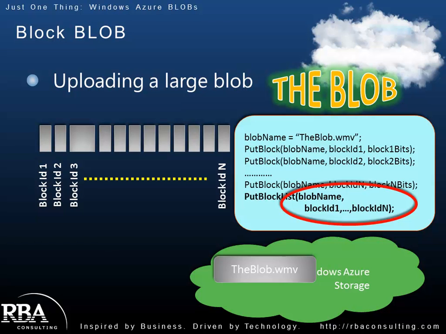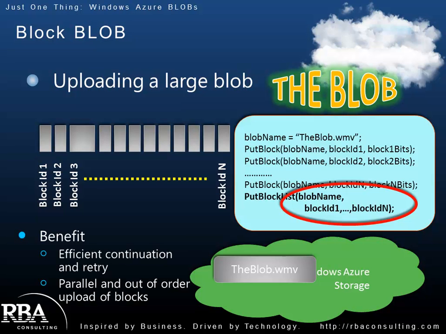Now the advantage here, and really the point of the block blob, is for those instances where you're looking at more streaming access. So you're looking at a video or a picture. You don't need random read-write access on these files. It's more of a streaming type of file. So that's where you'd want to use the block blob. You also get efficient continuation and retry for uploading, and also the parallel and out of order upload of blocks. So I can do multiple uploads, 100 different threads uploading all different blocks. And once every block is uploaded, I finally put it back together at the end. So I'm not forced into a sequential pattern.